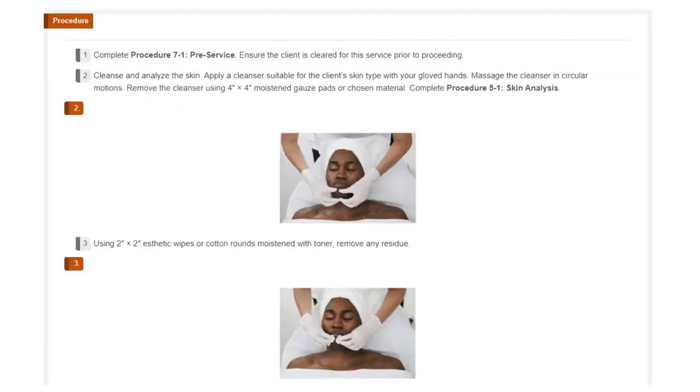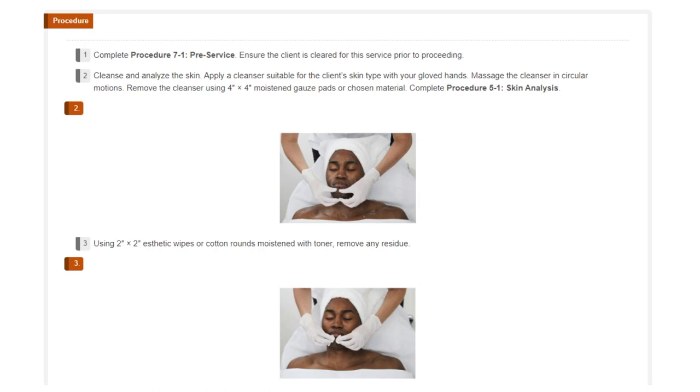Procedure. 1. Complete procedure 7 to 1, pre-service. Ensure the client is cleared for this service prior to proceeding. 2. Cleanse and analyze the skin. Apply a cleanser suitable for the client's skin type with your gloved hands. Massage the cleanser in circular motions. Remove the cleanser using 4x4 moistened gauze pads or chosen material. Complete procedure 5 to 1, skin analysis.